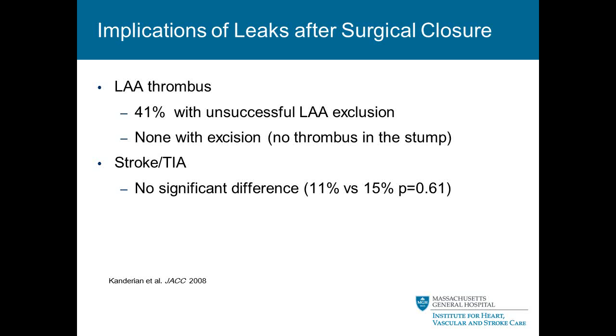When they looked at stroke and TIAs, there was no difference between the two groups, whether you have successful closure or unsuccessful closure. So there was a higher prevalence of thrombi, but the clinical events were the same. This has to be taken with caution, however, because the number of events was very small in this study.